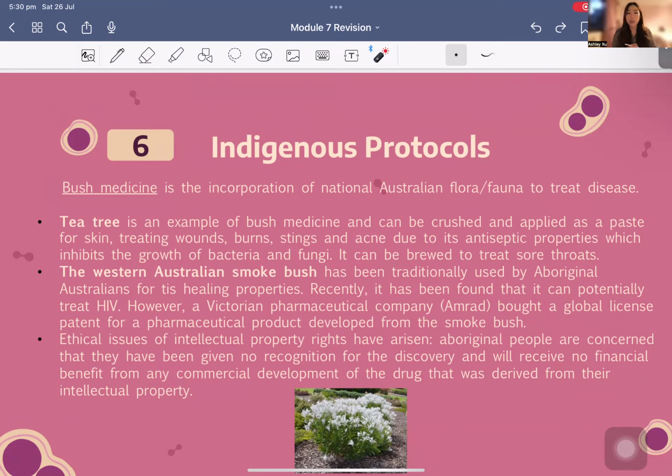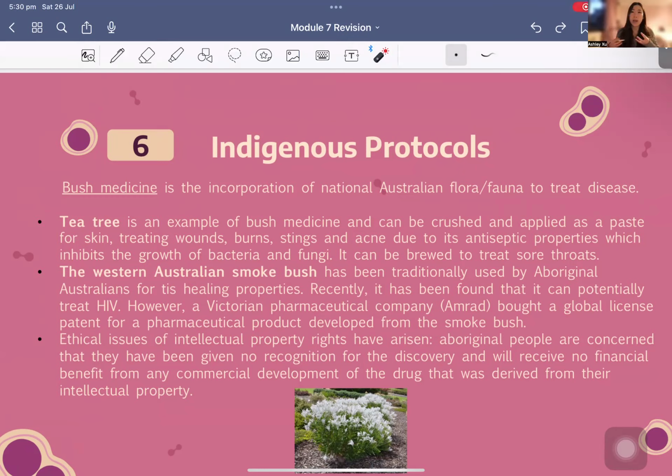One example that I like to remember is tea tree. Tea tree is an example of a bush medicine that Indigenous Australian people use. They use Australian flora and fauna. The witchetty grub is a really good fauna to remember. Tea tree is a very good flora to remember. You might use it in your skincare, like in your serums. And what does tea tree do? It can be crushed and applied as a paste for skin. It has really good antiseptic properties, which is why it is in your serums.